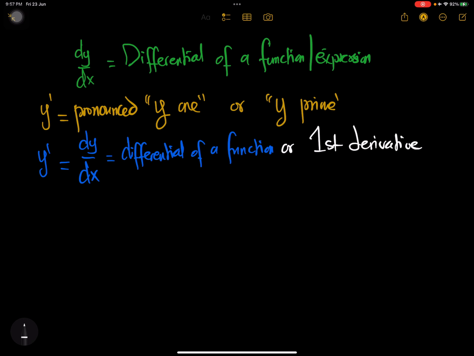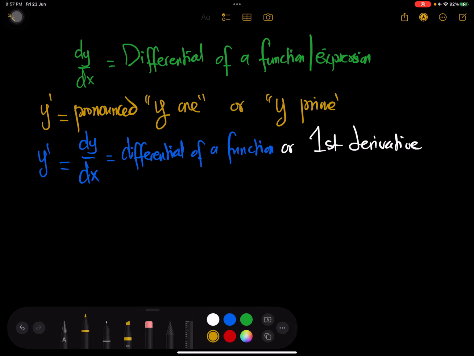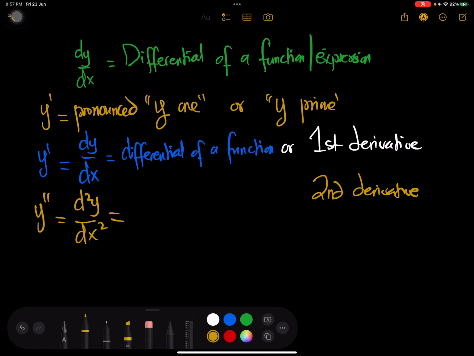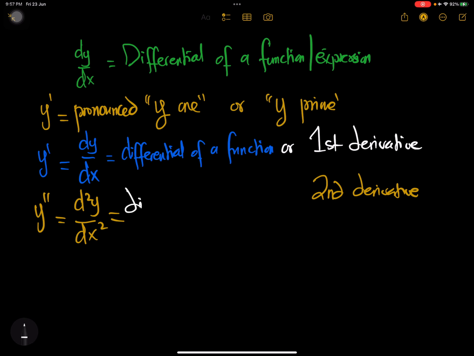So we can have a second derivative by rewriting this. So y2 is going to be d2y over dx squared. That is differentiating the first derivative. So this is called the second derivative. I'll write it here, the second derivative, or the differential of y1. I hope this is clear.